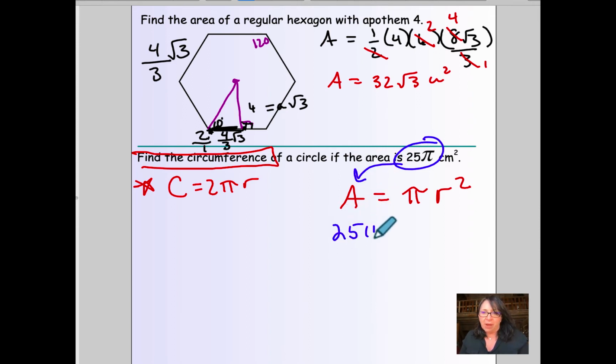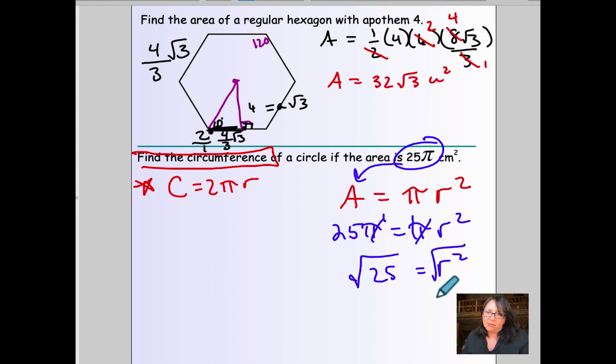So 25 pi is equal to pi r squared. If I divide by pi on both sides, those are going to divide out and become 1. I'm left with r squared equals 25. I'm going to square root both sides, and the square root of 25 is plus or minus 5. But remember, for a circle, if I'm trying to find the length of a radius, I'm not going to have a negative value. So the minus sign is out. Our radius is 5, so that's our answer for the radius, but that's not the actual answer for the question.